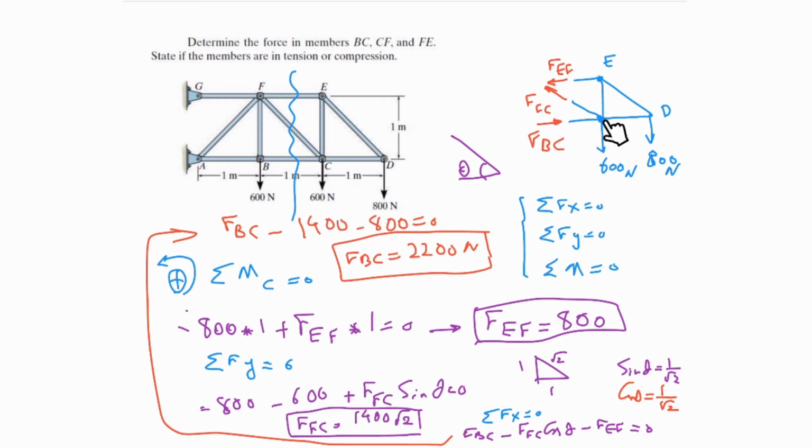This is the art of selecting the point that you are taking the moment around, and also the order of equations, meaning that after sigma M I start with sigma Fy and sigma Fx. This is one point. The other point is the direction of these forces. As you can see, we got positive values, meaning that all the directions have been selected correctly.